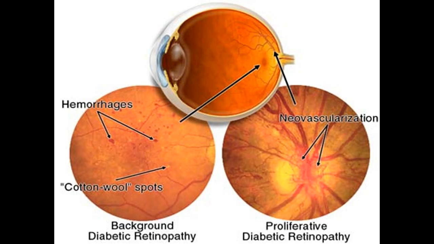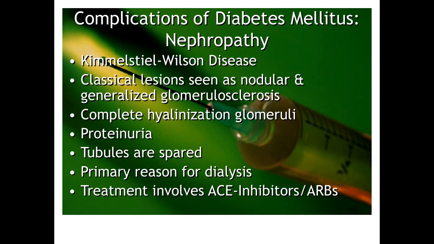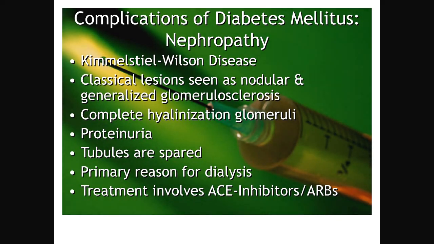So just a good image here to try to visualize better. So moving on, let's talk about some nephropathy before we finish up here. So you have Kimmelstiel-Wilson disease. That's a type of nodular glomerulosclerosis that's associated with diabetic glomerulosclerosis.